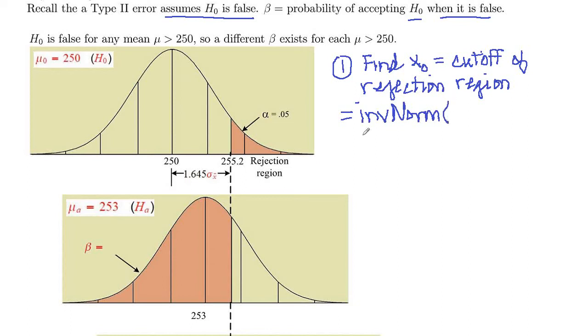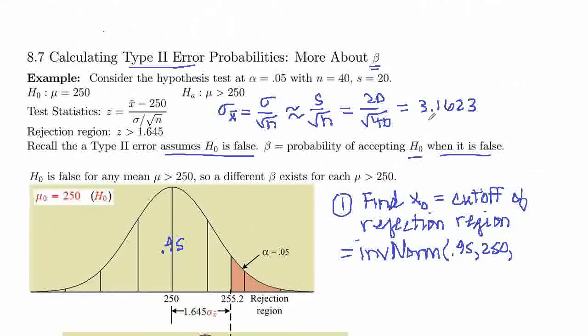So inverse norm, and then our left area, if this is 0.05, then this area of the acceptance region over there is 0.95. So 0.95 is our left area, and then we are using z distribution here. So our mean is 250. And then our standard deviation up above was 3.1623.